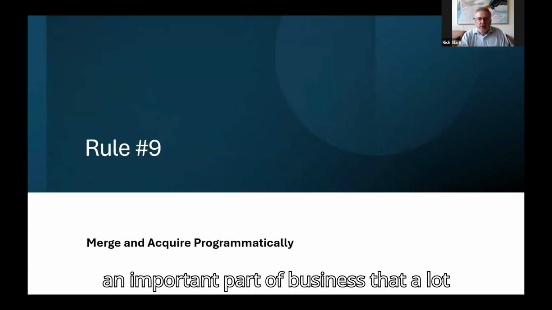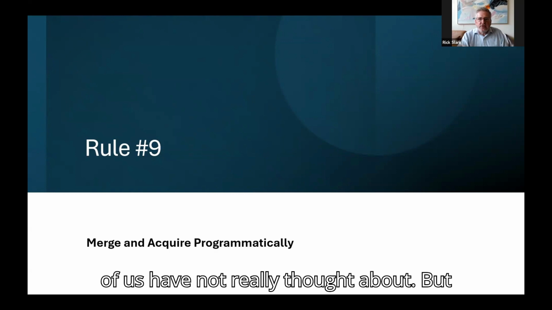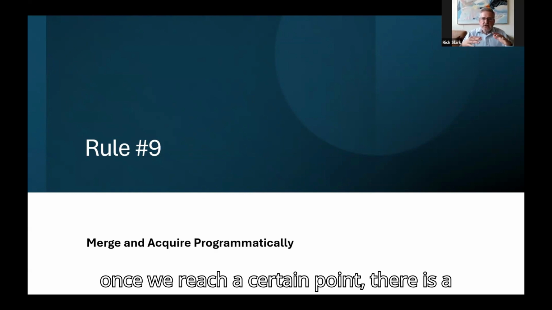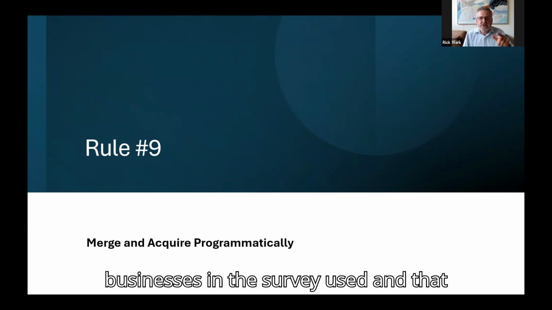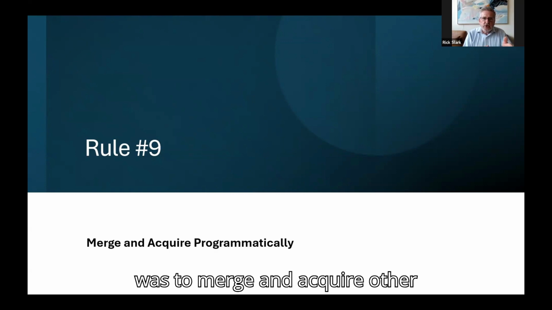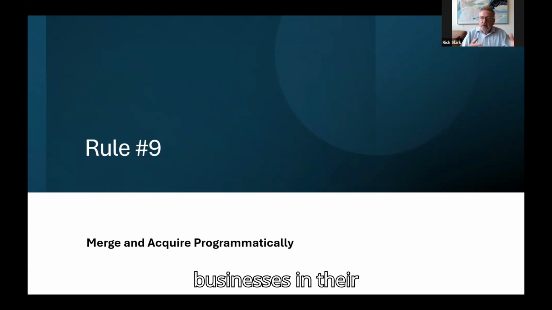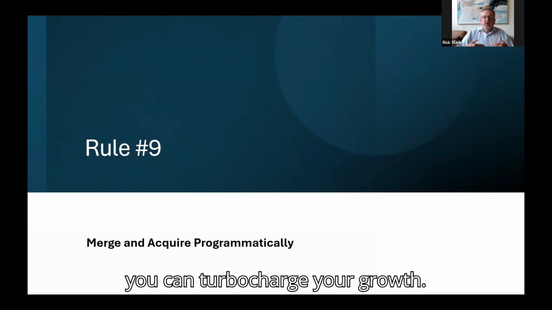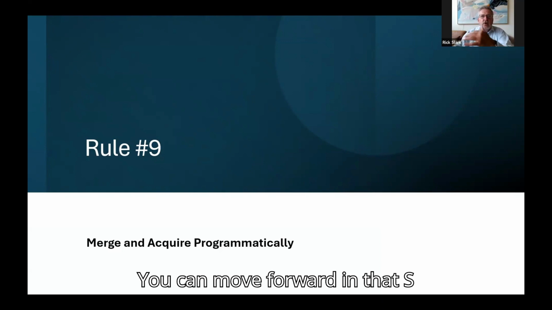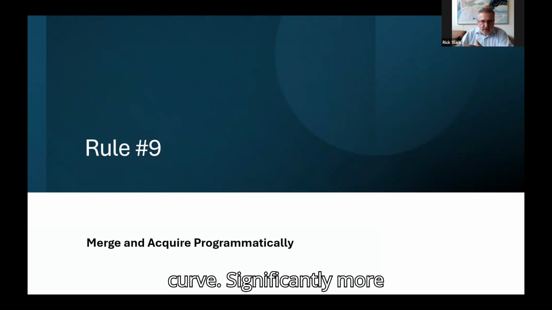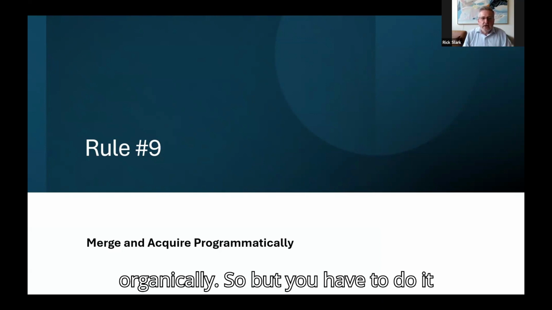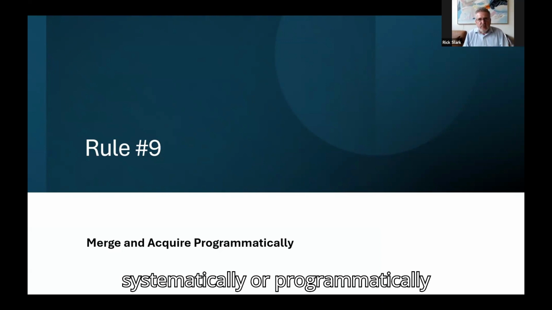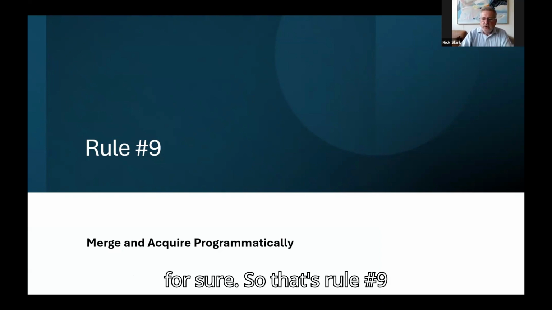Rule number 9. This is an important part of business that a lot of us have not really thought about. But once we reach a certain point, there is a strategy that these successful businesses in the survey used, and that was to merge and acquire other businesses in their adjacencies. So it is a very known fact that if you buy a business and you have done the right preparation for this, you can turbocharge your growth. You can move forward in that S curve significantly more so than if you wait and grow it organically. But you have to do it systematically or programmatically for sure. So that's rule number 9.